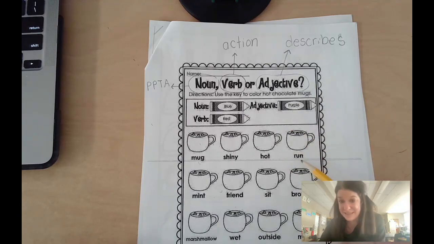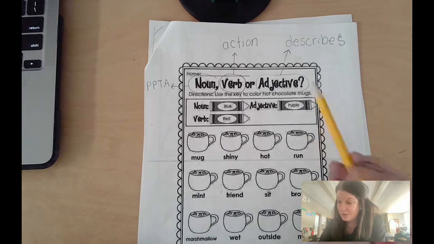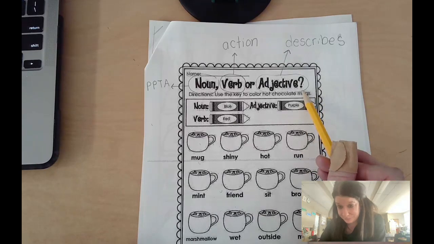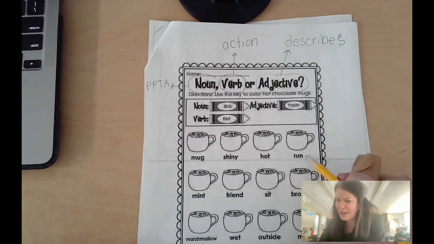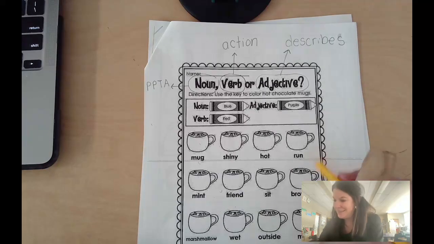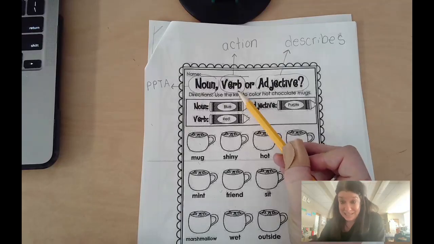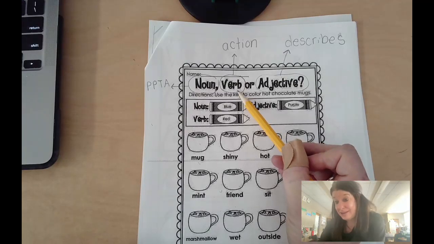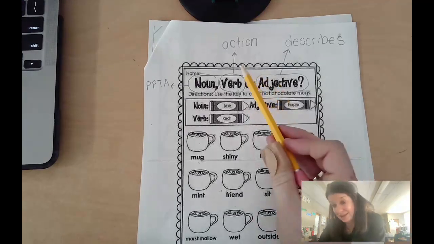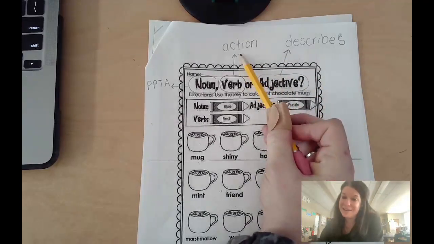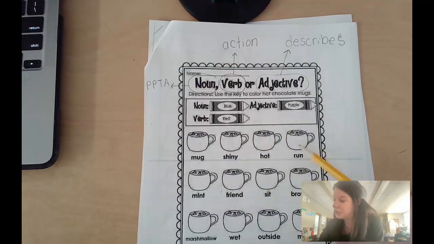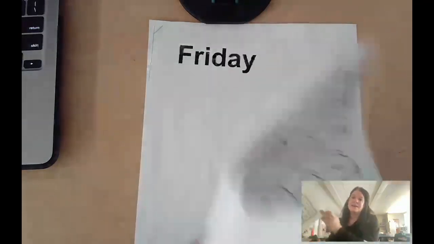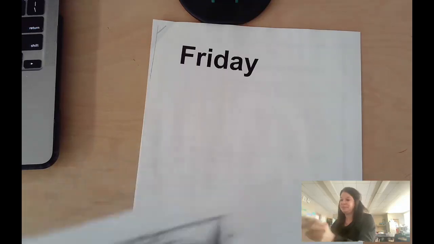Okay, let's skip over to this one and do one more together. Run. Does it describe something? Do I say, Eric, you are so run today? No. Is it an action? Can you run? Can Eric run? Yes, he can. Very fast. So that is an action word, run. That's your verb. Okay? Next page.